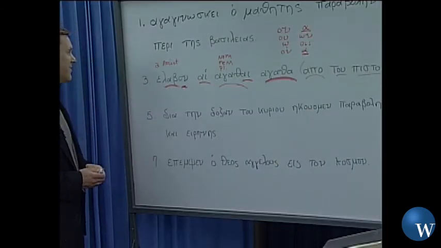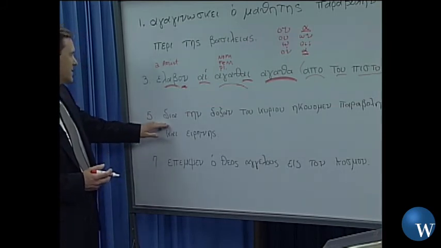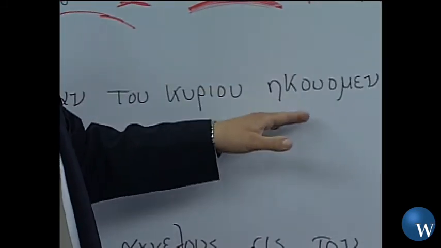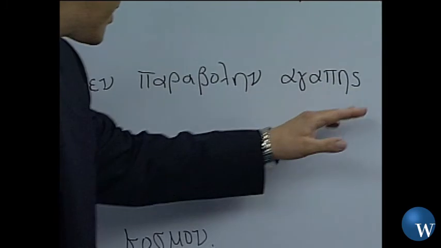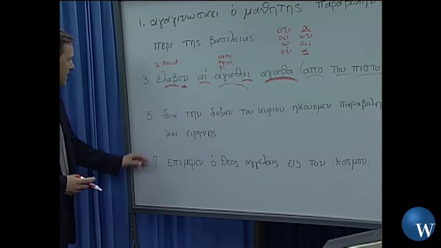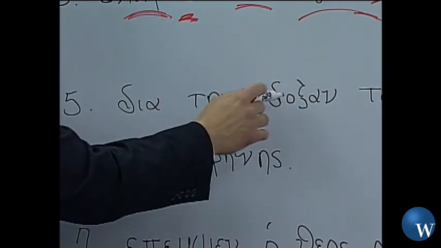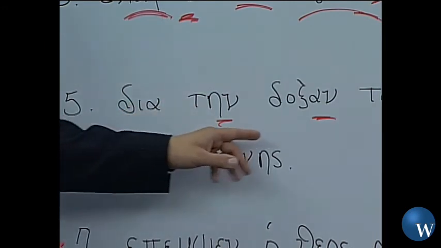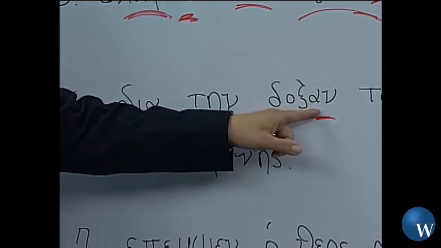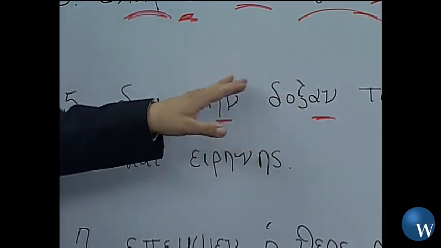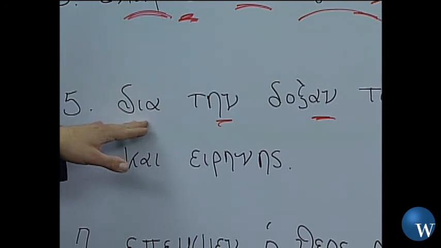All right, let's take a look at number 5 now, and let's read it out loud first. Dia, tain, doxon, tu, kuriou, ekuamen, parabalein, agapes, kai, erenes. All right, this is a familiar sentence. Number 5, if we look at it, dia is our preposition. Tain doxon happens to be in the accusative case, right? Doxon is just declined with the use of the alpha, not the eta there. So you have this accusative case noun and article that accompany this preposition.